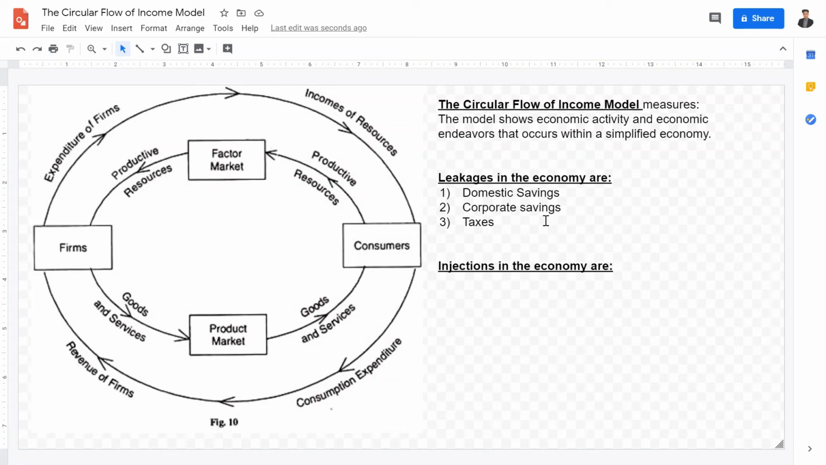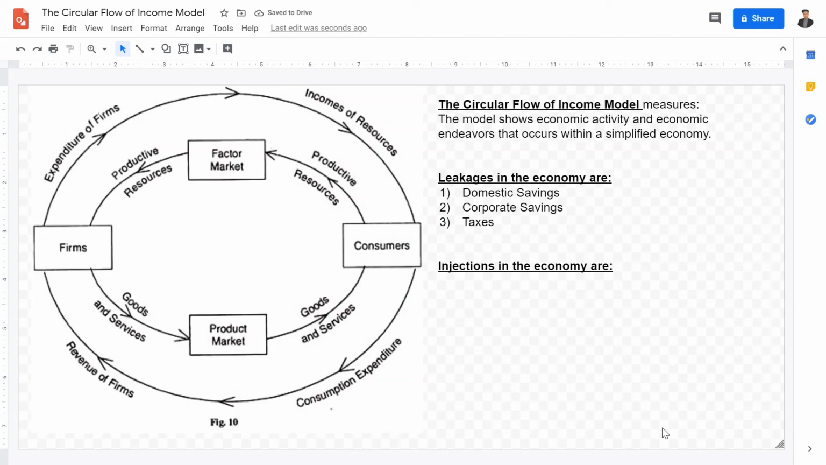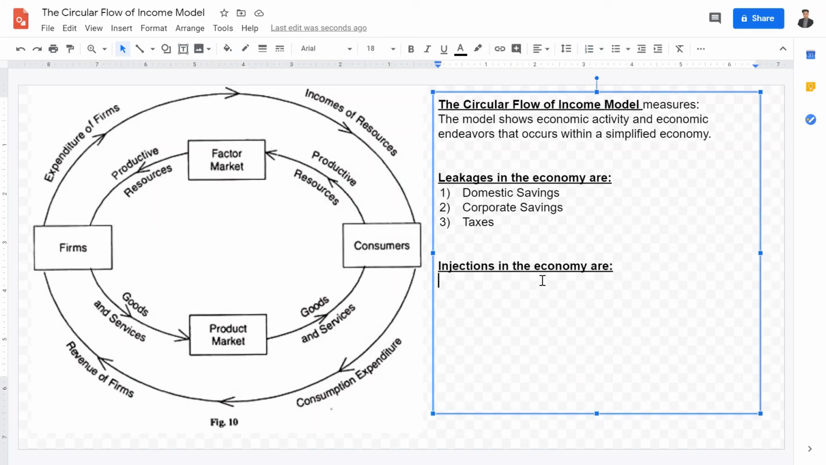Corporate savings is also very similar. When corporations choose to have savings, leakages occur where capital is taken out of the circular flow. Instead of reinvesting into the businesses, into production and factors of production, corporate savings take money out of the circular flow. Furthermore, taxes are another example of leakages, where both corporations and domestic consumers pay money to the government, reducing income and circulated capital within the circular flow of income.